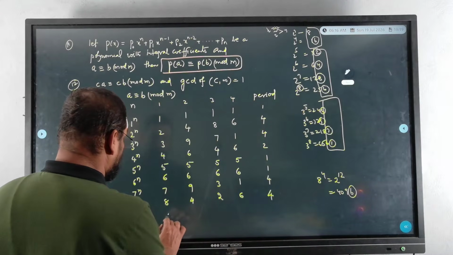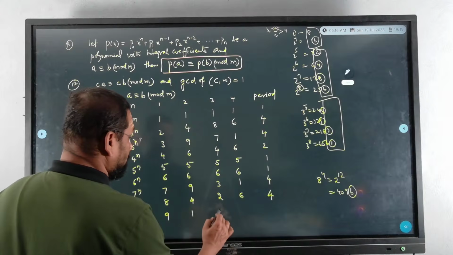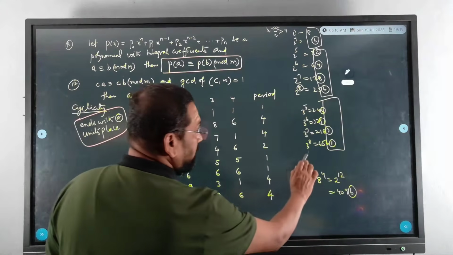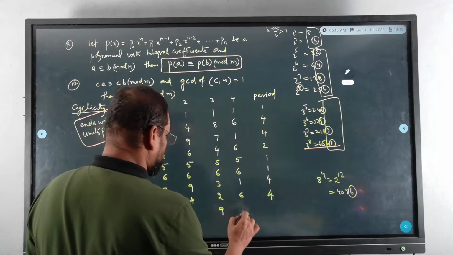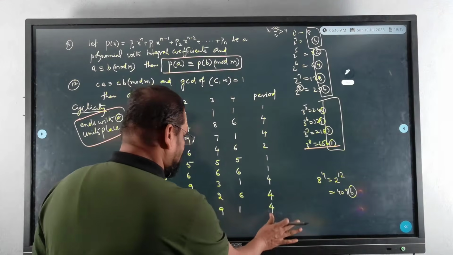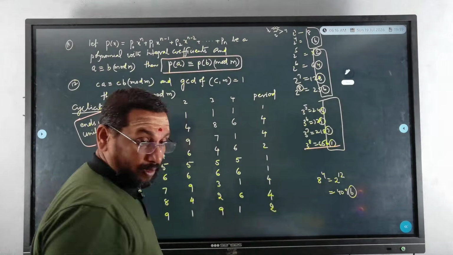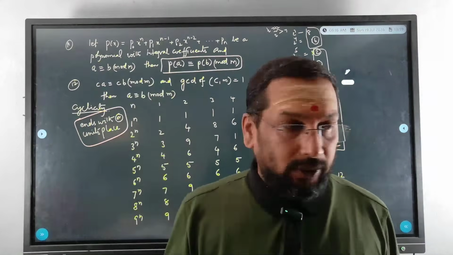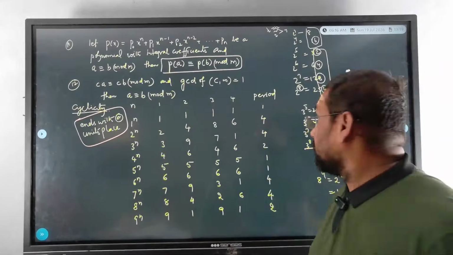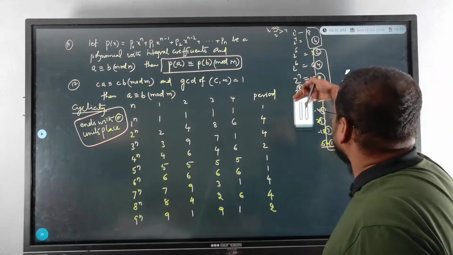9 power 1 is 9. 9 square is 81. 9 cube is 729. 9 power 4 is 6561, ends with 1. So periodicity 2. In other words, we also have to write this table.